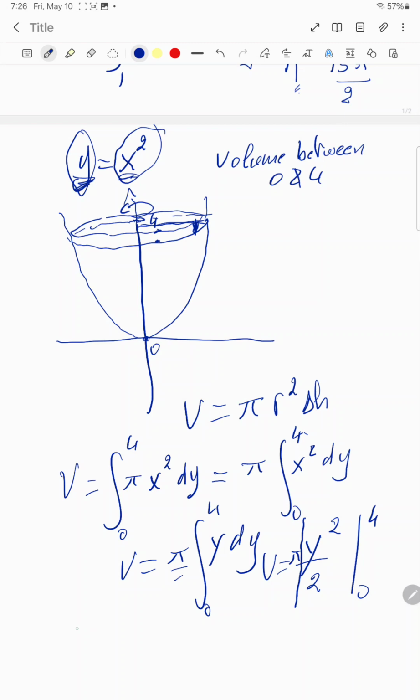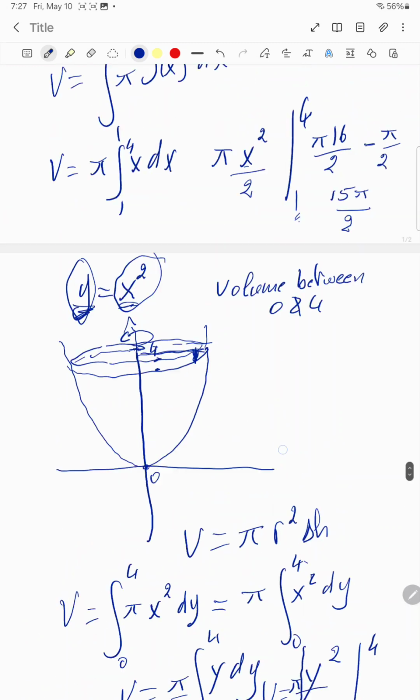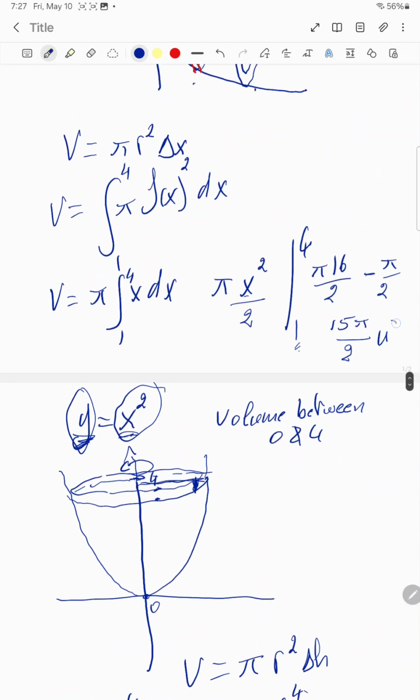So it is pi times 4 to the power of 2 is 16, 16 divided by 2 is 8. So it's 8 pi minus 0. The square is 0, divided by 2 is 0, times pi is 0. So the answer is 8 pi here. The volume is equal to 8 pi units cubed.